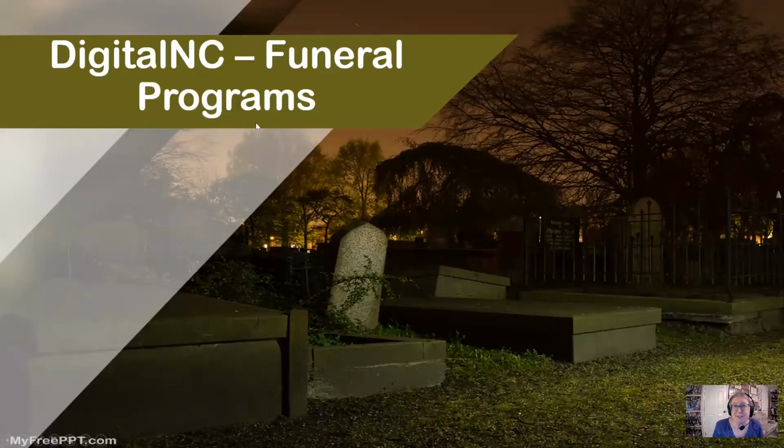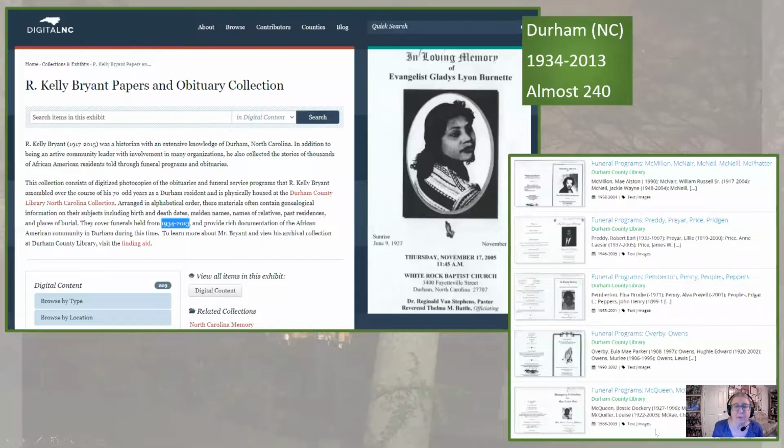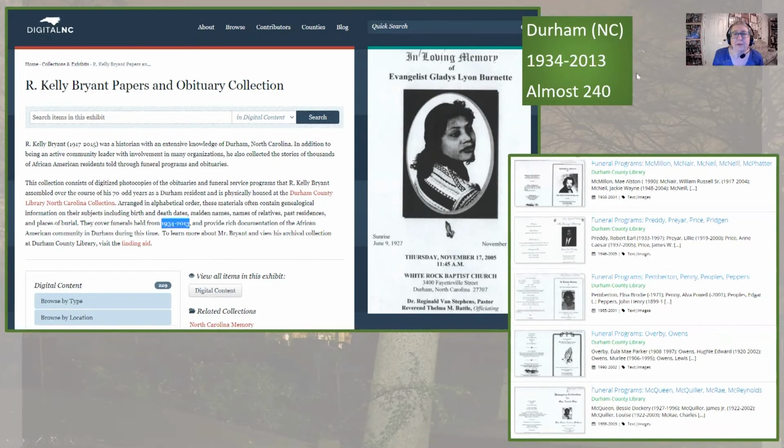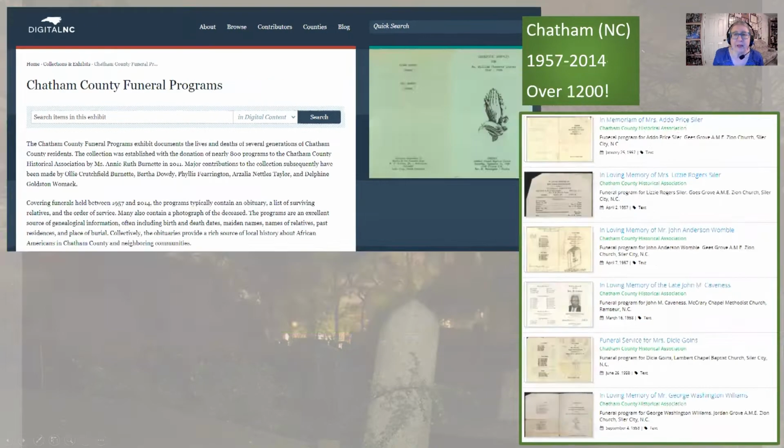Now I'm going to talk a bit about the state where I live, which is North Carolina. Digital North Carolina has some funeral program components. There are 3 of them. There's one piece which happens to be for Durham, North Carolina, and it covers about 1934 to 2013, has almost 240 funeral programs in it. Then you have adjacent Chatham County, and that covers about 1957 to 2014, and that's over 1,200.